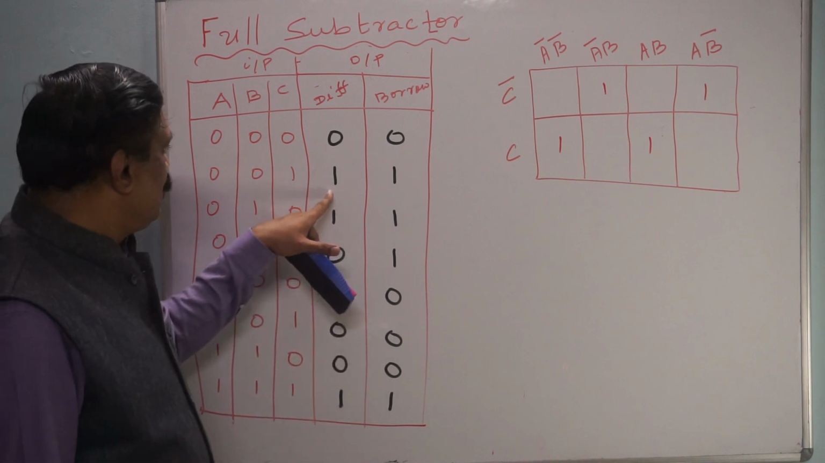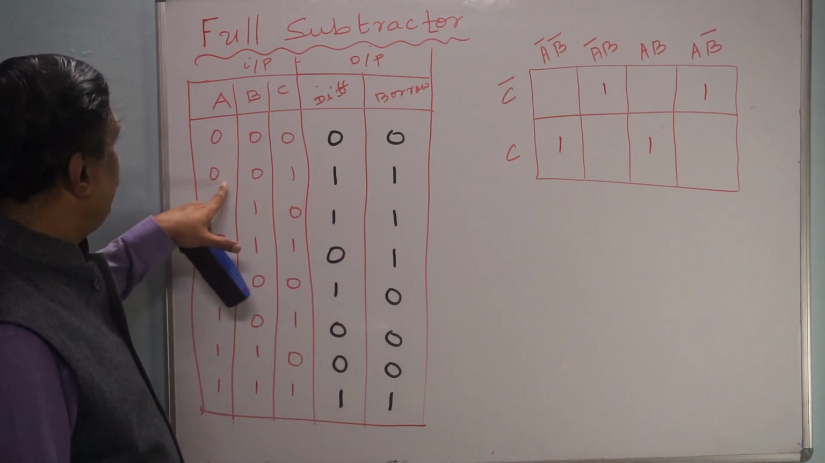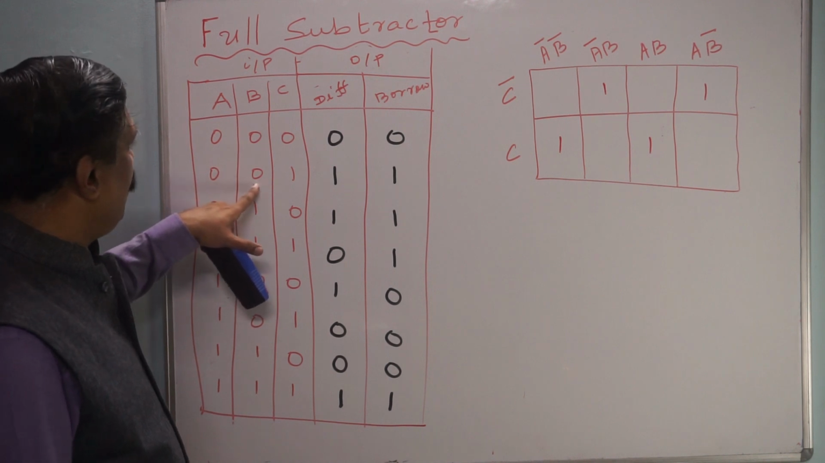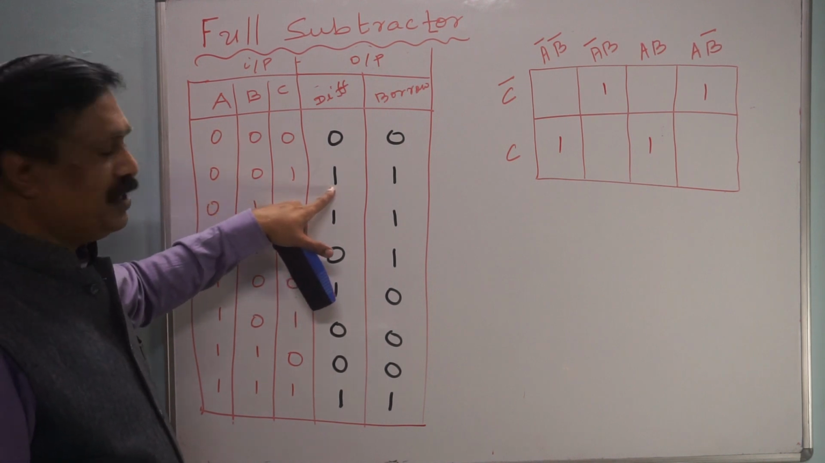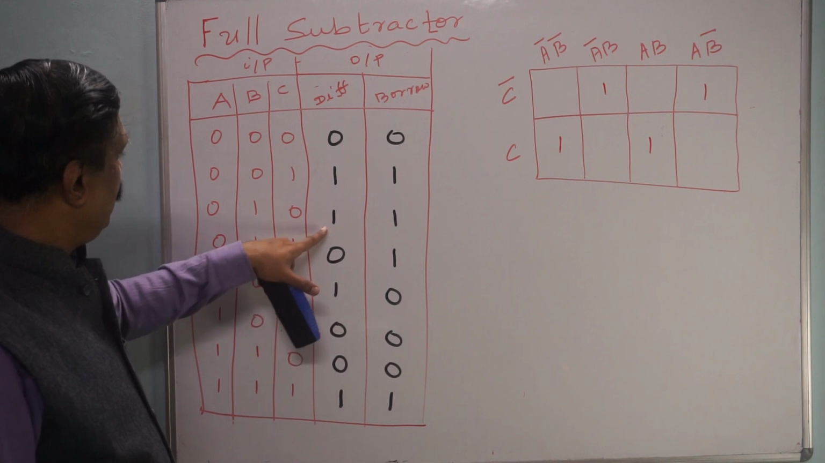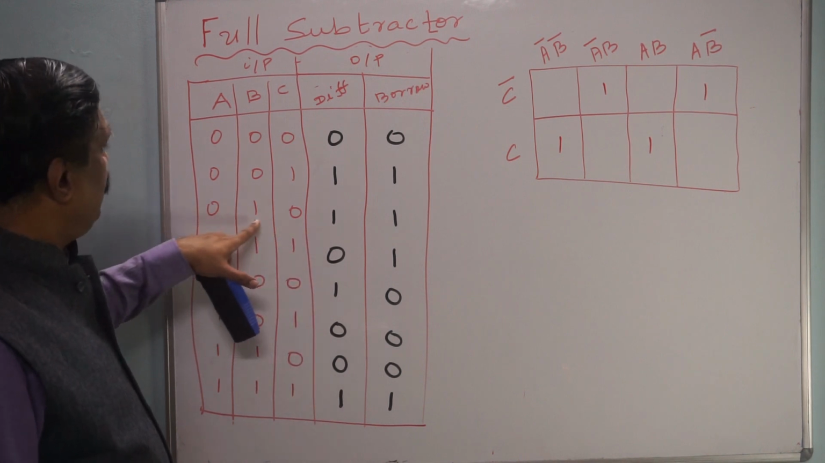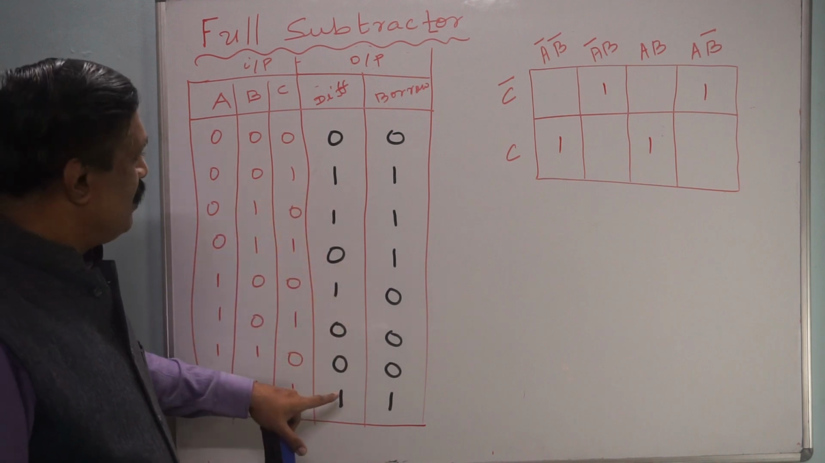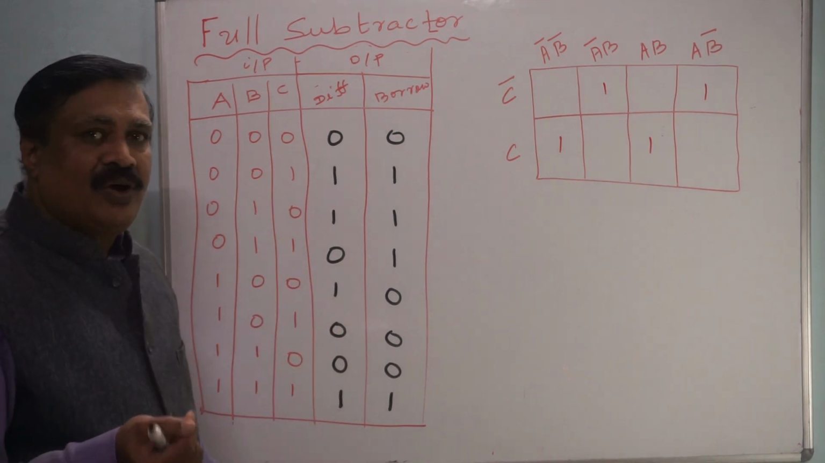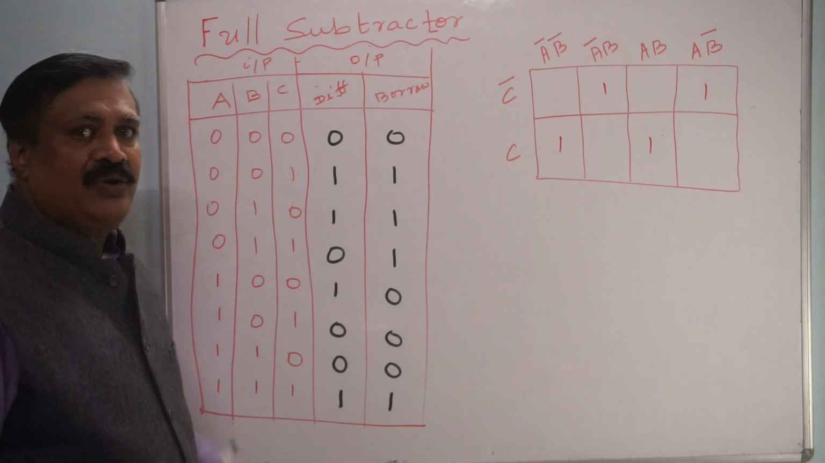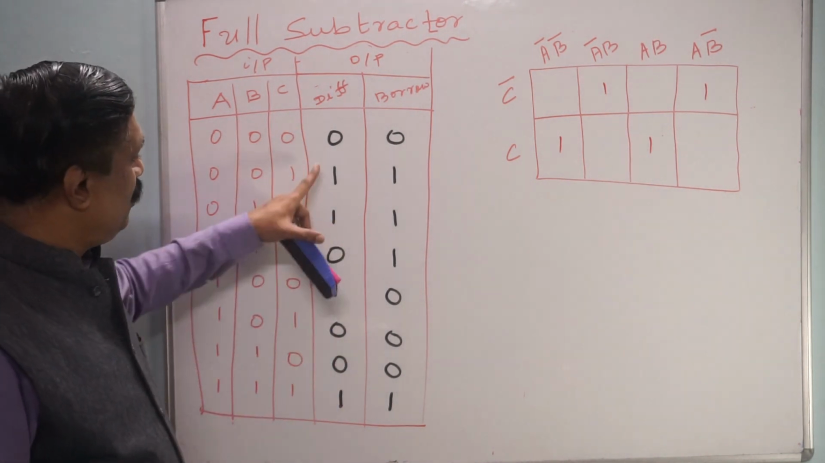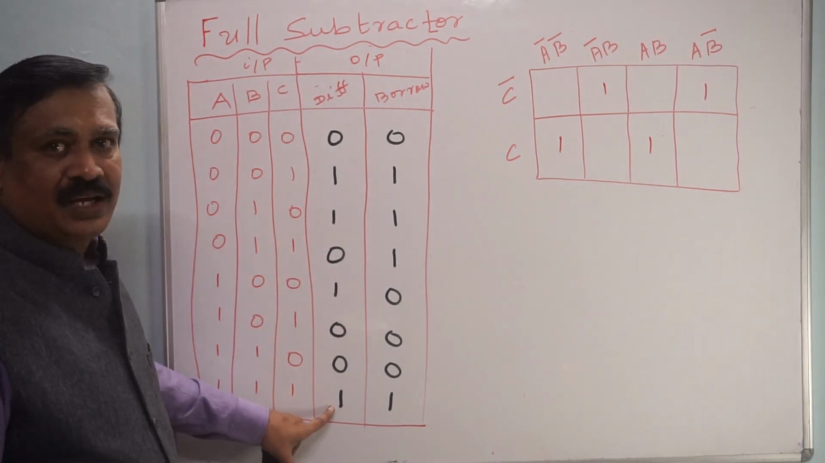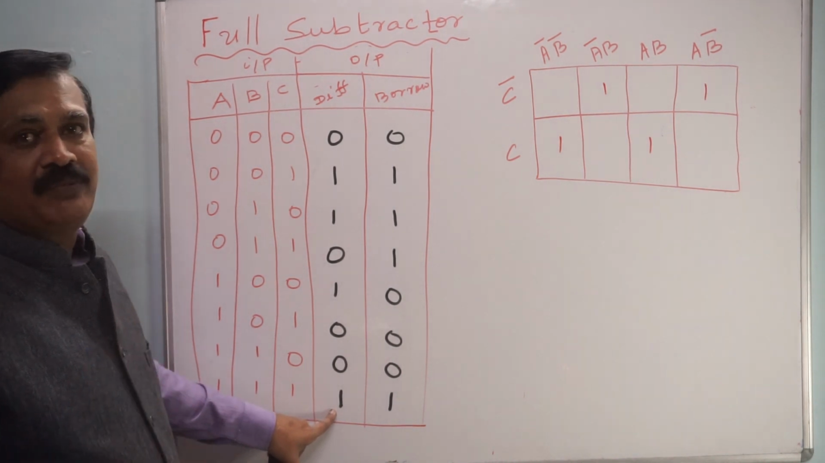Here what you can do: A complement, B complement and C. This is the minterm for this. And for this, A complement, B, C complement. 4 terms will be there. Because how to write the equation? We have to write the equation for the ones only. Therefore here 1, 2, 3, 4 ones are there, so 4 minterms will be there.